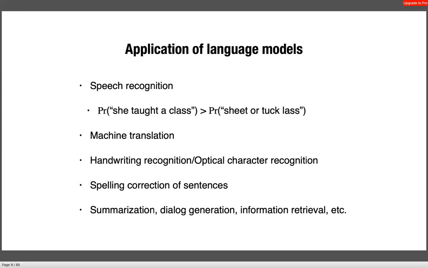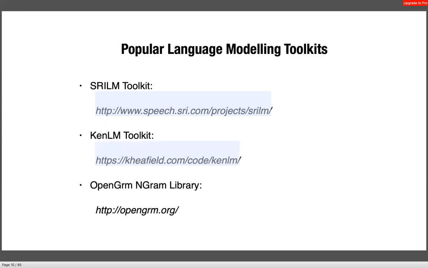And then there are endless applications of language models: summarization, any kind of natural language generation, generating dialogues, and information retrieval applications. All of these utilize language models, so this is a very useful tool. We will go through techniques which are more broadly applicable, and also applicable in the context of ASR. I just want to briefly list some widely used language modeling toolkits. SRILM is out of SRI, and this is the toolkit you'll be using in your first assignment. KenLM is another toolkit which works very efficiently with large language models. And then there's a third library, the OpenGrm Ngram library, which borrows notation from the OpenFST libraries.